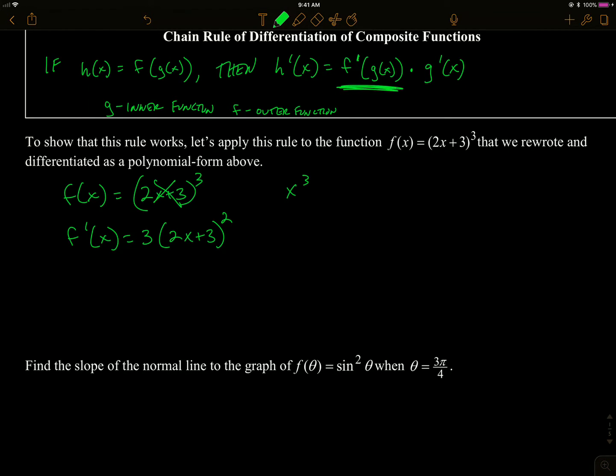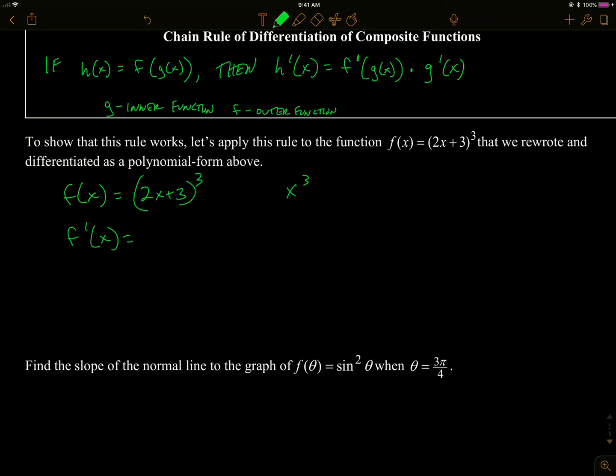That is this part of the rule. I just did the derivative of the outer. I thought of the inner as a giant x here. So I just recopied that part. I didn't do the derivative of that 2x plus 3. And that's the key. That's the mistake that we typically make.